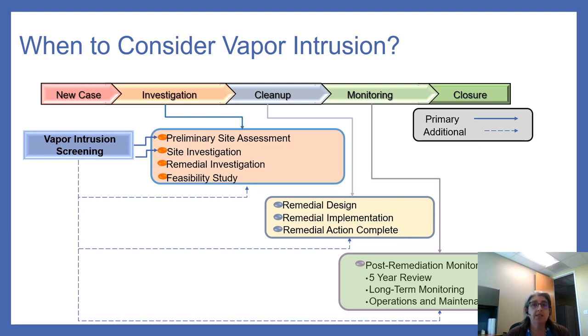For older cases, if there was not a good screening for vapor intrusion early on, use this training as an impetus to start now. As the science evolves, it's good to check our assumptions at major milestones, including the 5-year review.